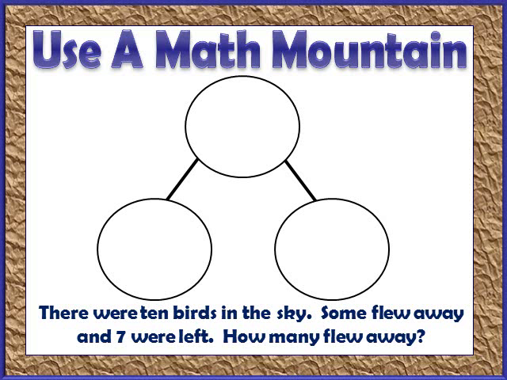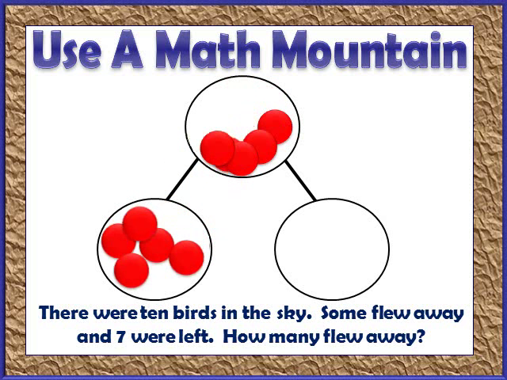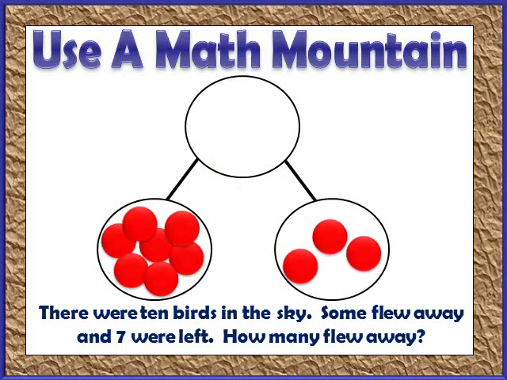How many flew away? So we remind students that solving problems, we need to think about the parts or the wholes, and we know the whole amount of 10, so we put the whole at the top. We don't know the amount that flew away, but we do know that 7 were left, so we will put 7 as one of the parts. And then we know that 3 is obviously the other part, so 3 is the amount that flew away.